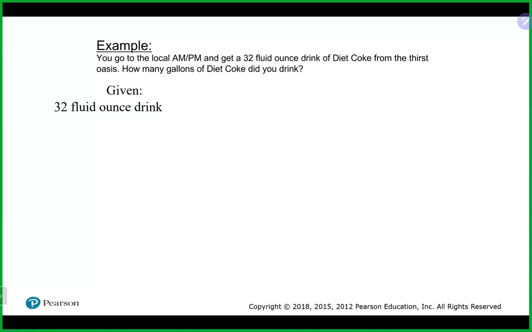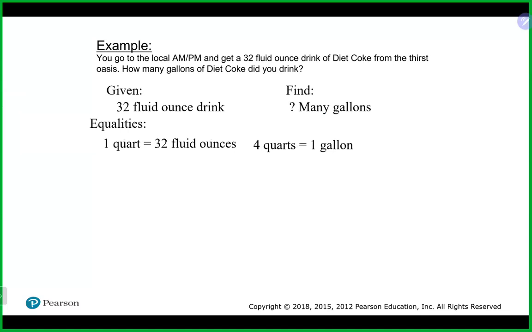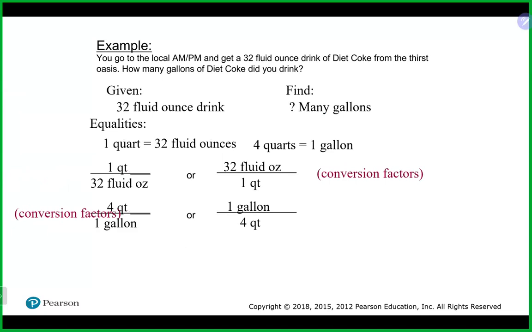All right, let's try one more here to finish up on. You go to the local AM PM, you grab yourself 32 fluid ounces at the Thirst Oasis. Crushed ice, cubed ice, everybody goes crushed, right? Is it even a question? It's crushed ice. We want to know how many gallons of Diet Coke did you drink? Here are some equalities and some conversion factors that might be helpful. Set it up, see what you come up with.